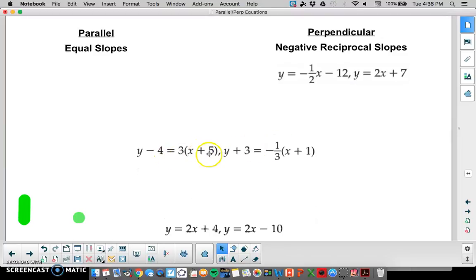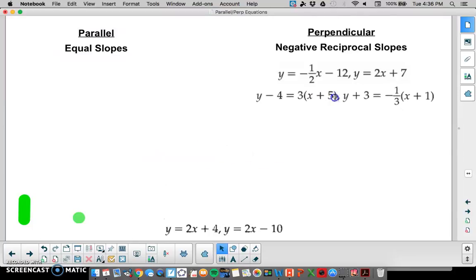Notice these two lines are in the point slope form. So we have a slope of 3 and a point of negative 5, positive 4. Here we have a slope of negative 1/3 and a point on that line of negative 1, negative 3. Notice the slopes are 3 and negative 1/3. If I took the negative reciprocal of positive 3, 3/1 would flip to be 1/3. This is positive, so the negative reciprocal would be negative. So those are also perpendicular lines.